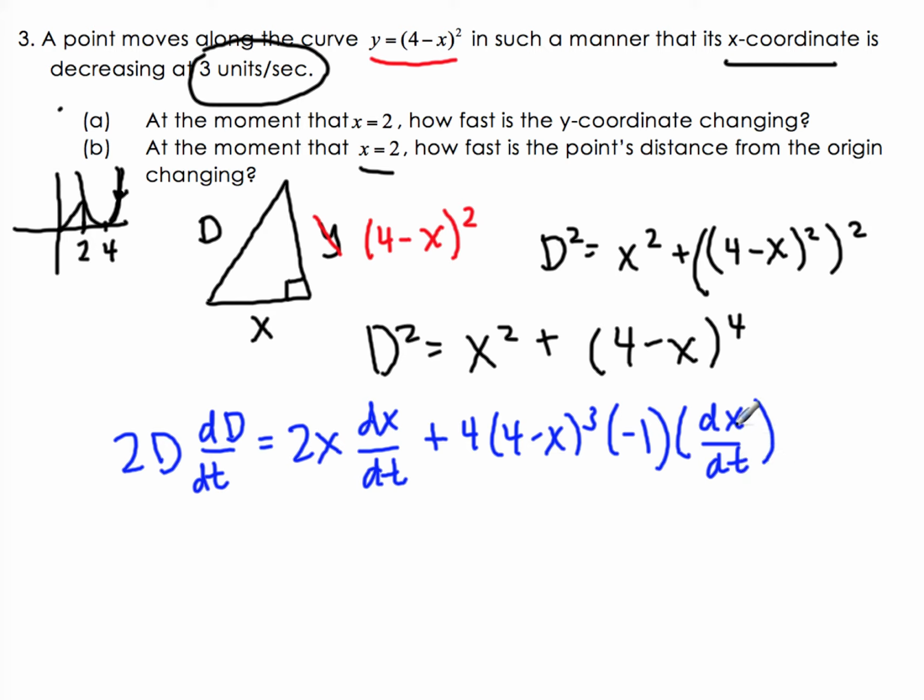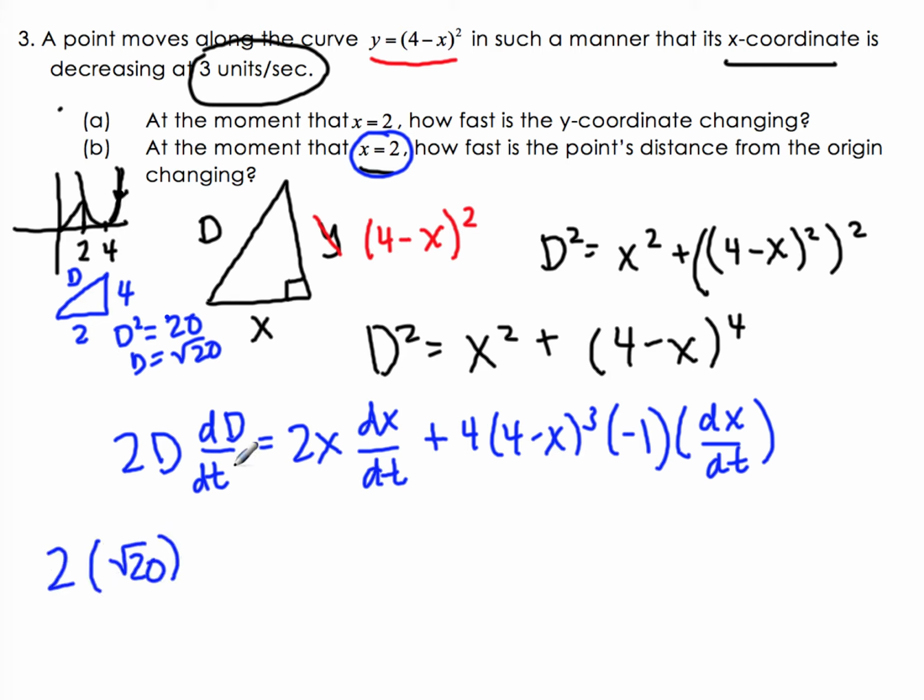And now we can just do some substitution. We can find our D value pretty easily because we're looking at the moment that x is equal to 2. So if x is equal to 2, substitute my 2 in here, I end up with 4 for y. I can find D because it's a squared plus b squared, so D squared actually just equals 4 squared, which is 16, plus 2 squared, so 20. So D is just root 20, which is 2 root 5. Remember, we're looking for the rate of change of the distance, so we're going to solve for dD/dt.